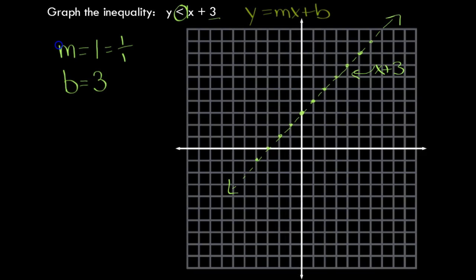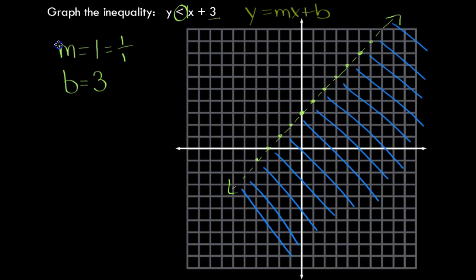So let me get rid of this stuff. I want to shade in all of the values less than this line, and that looks like that.